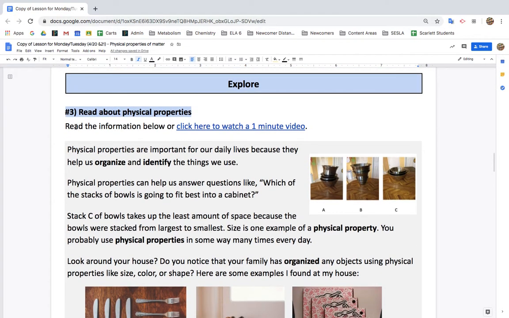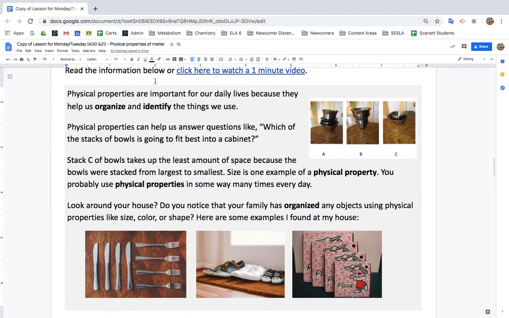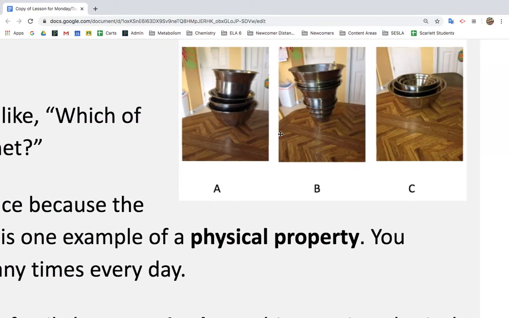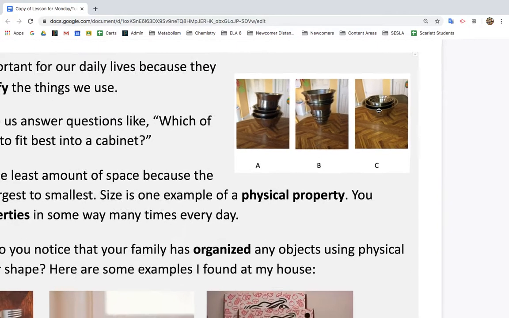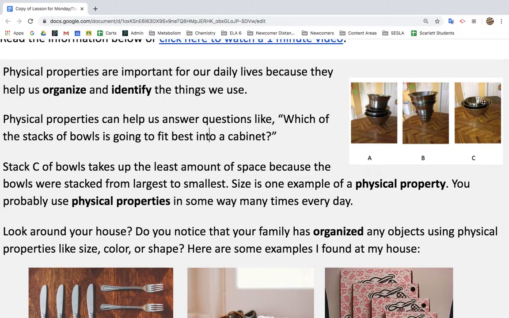Now we're going to explore. We're going to read the information below or click here to watch a 1-minute video. I'll just read it to you. So physical properties are important for our daily lives because they help us organize and identify the things we use. Physical properties can help us answer questions like, which of the stacks of bowls is going to fit best into a cabinet? So if I'm looking at these 3 stacks of bowls, which would be best for putting it away? The stack of bowls C takes up the least amount of space because the bowls were stacked from largest to smallest. Size is one example of a physical property.